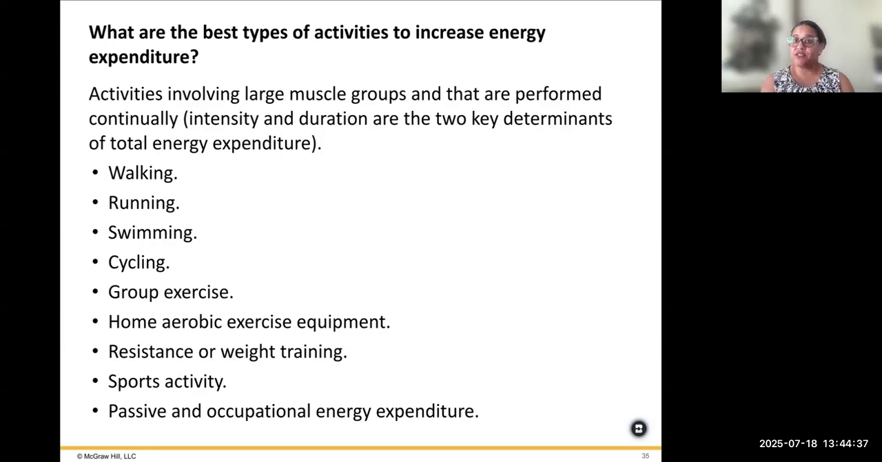The best types of activities to increase energy expenditure are activities involving large muscle groups and that are performed continually. Intensity and duration are two key determinants of total energy expenditure. So walking, running, swimming, cycling, group exercise, home aerobic exercise equipment, resistance training, sports activity, or passive and occupational energy expenditure. If you have a job where you do some of these things, you are raising your energy expenditure.